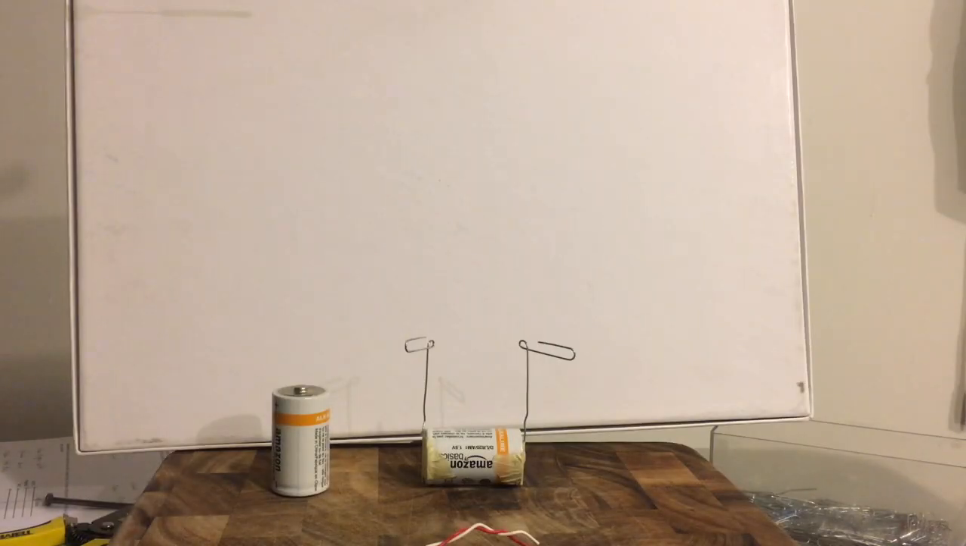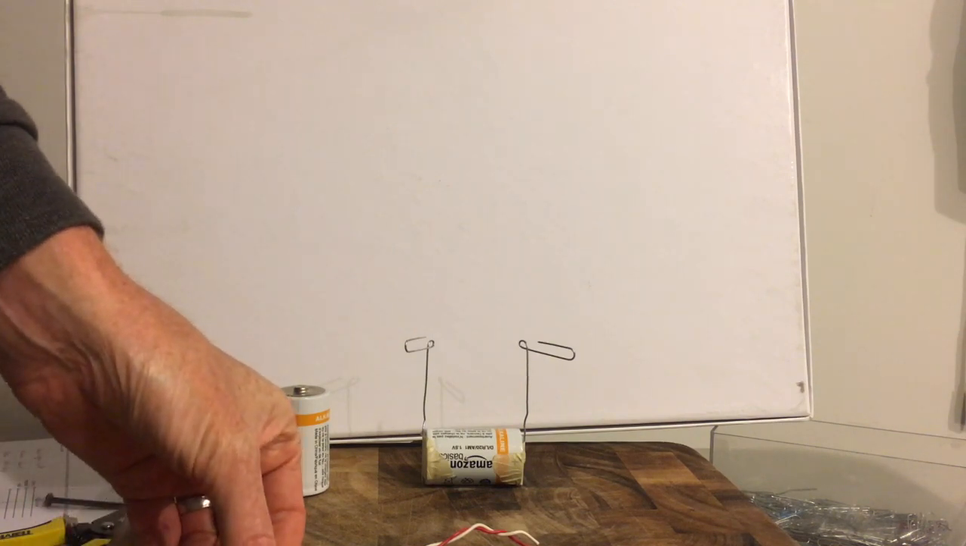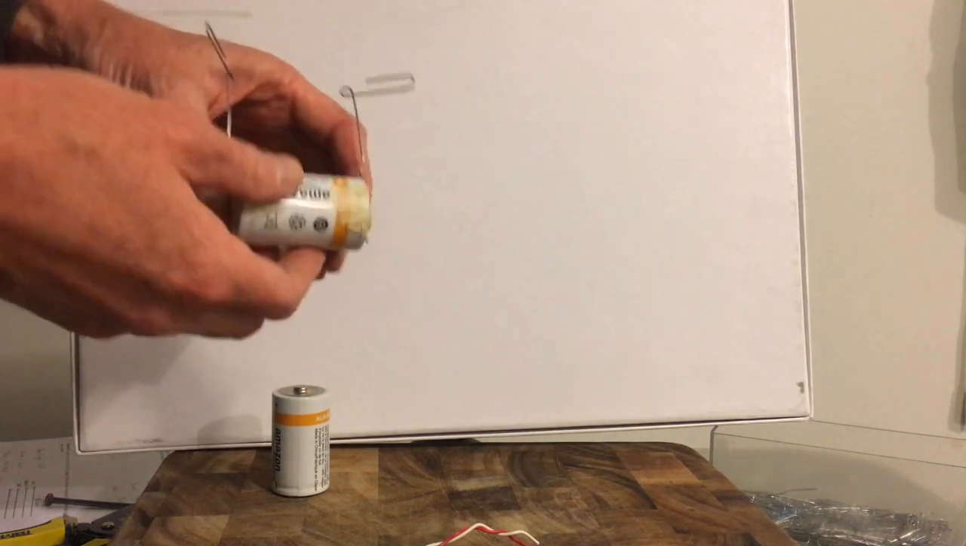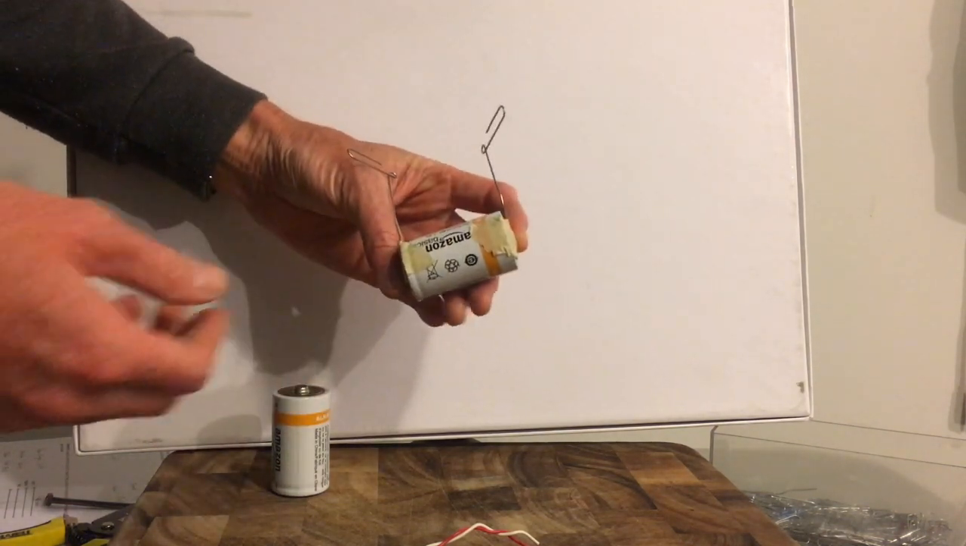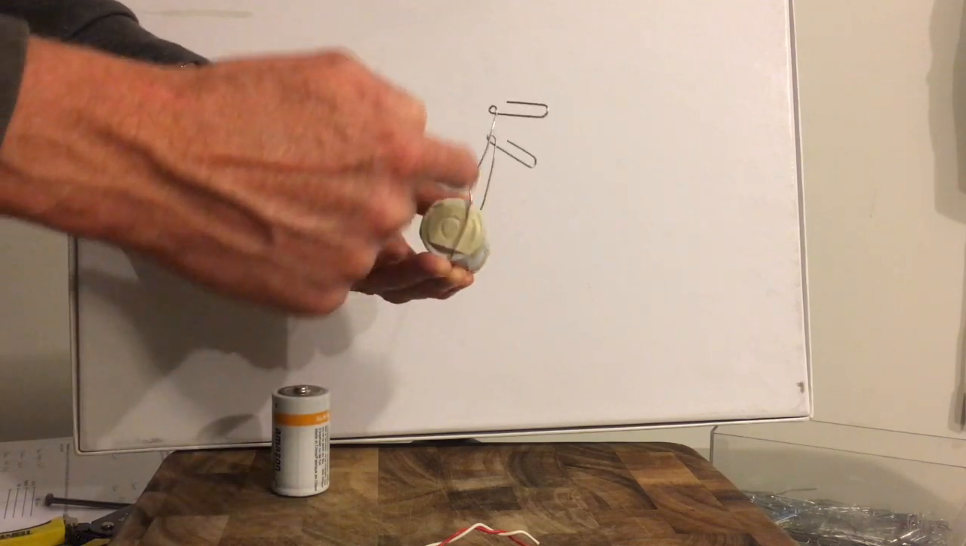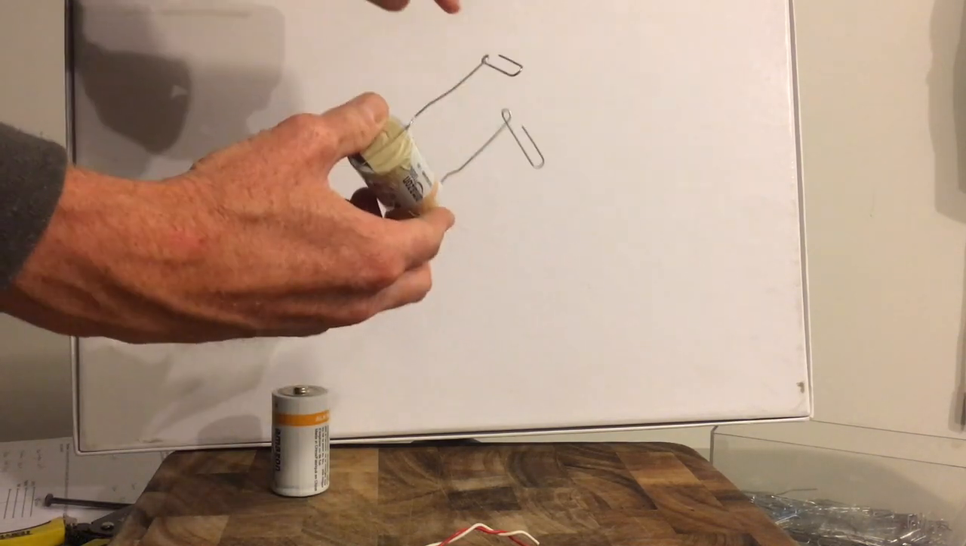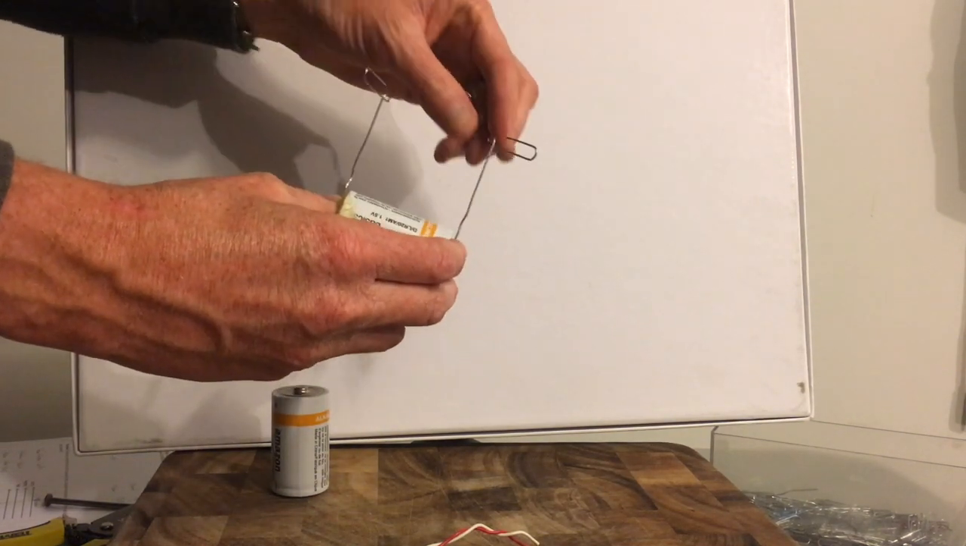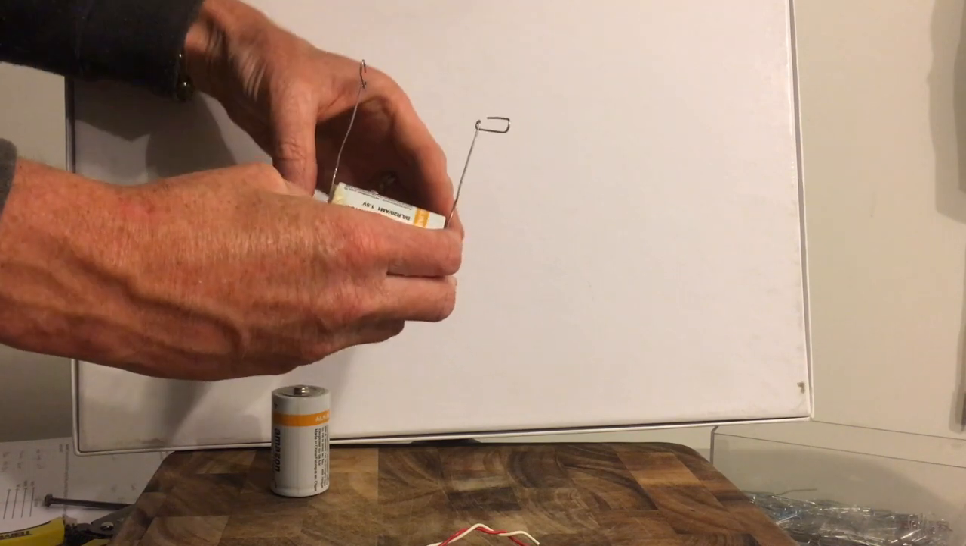This is Mr. Woodward showing you in this video how to build a simple electric motor. So first I'm going to start off with this setup. I've taken a D-cell battery and taped paper clips to both sides and then wrapped those paper clips into these loops. These loops are going to hold a wire coil.